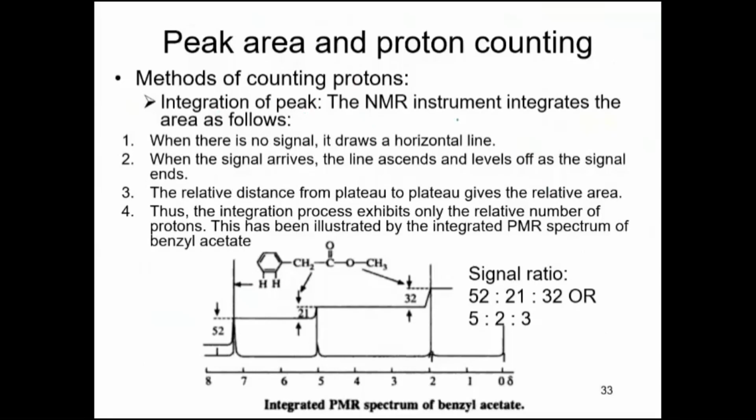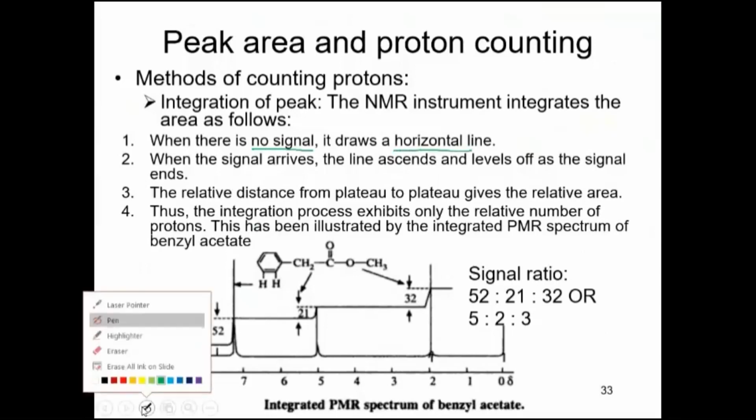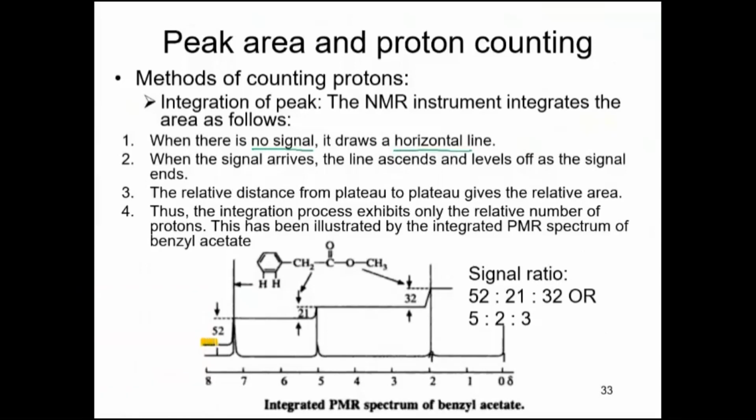The NMR instrument integrates the area as follows. When there is no signal, it draws a horizontal line, like the line drawing will be starting from here. Let me use the highlighter. Till this region there is no signal, so it is a horizontal line. When a signal arrives, the line ascends and levels off as the signal ends. That means this line will ascend as the signal is there, and then it will stop.